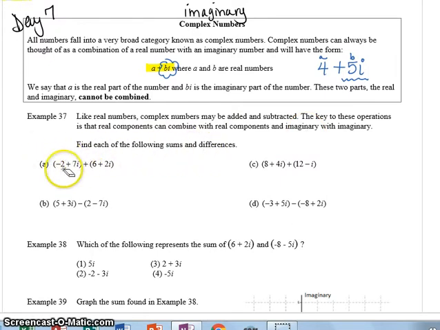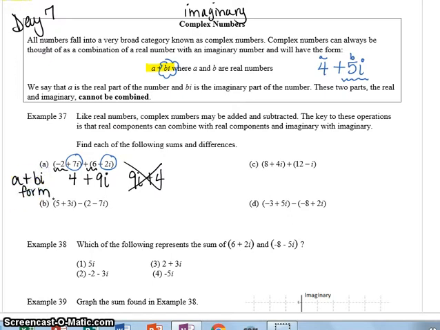Right here, if it has parentheses and it's addition, it really means nothing. So I have negative 2 plus 6, which is 4. And then I have positive 7i plus 2i, which is plus 9i. If you wrote it as 9i plus 4, you're going to lose credit because it has to be in a plus bi form.